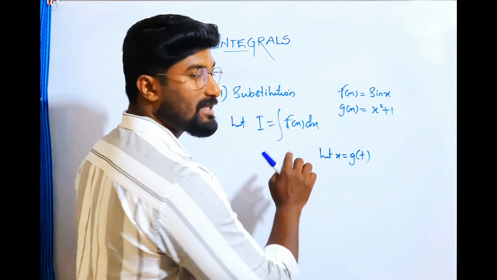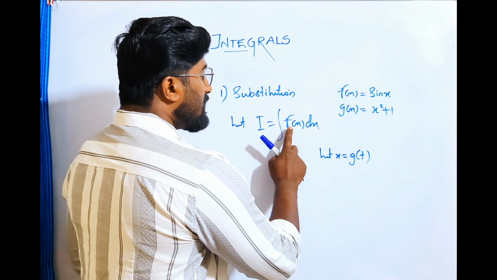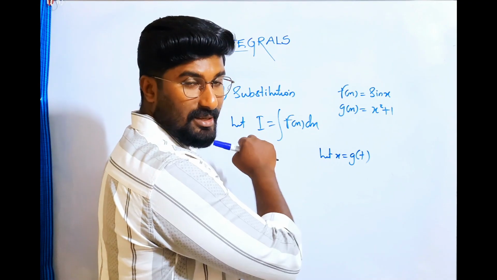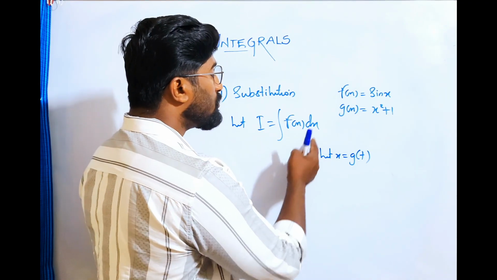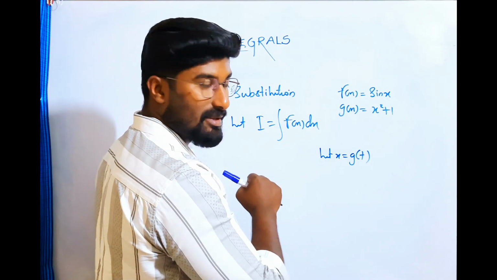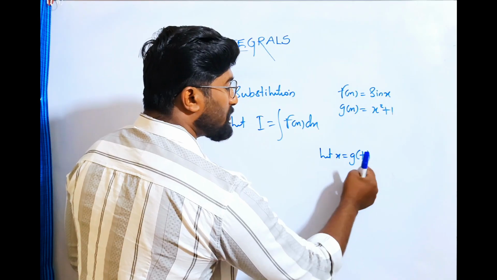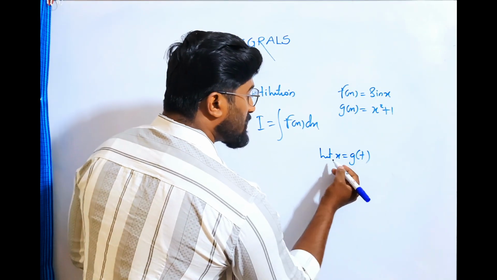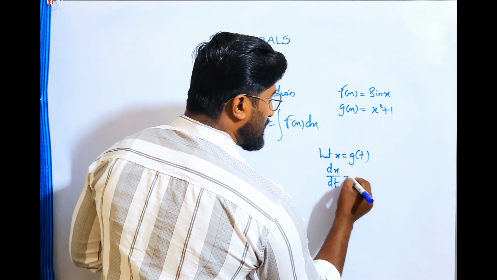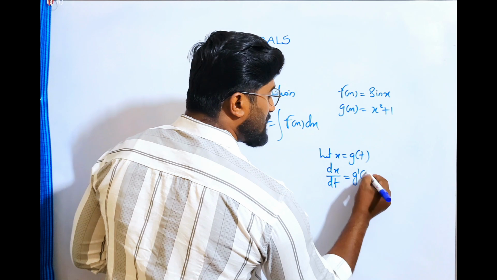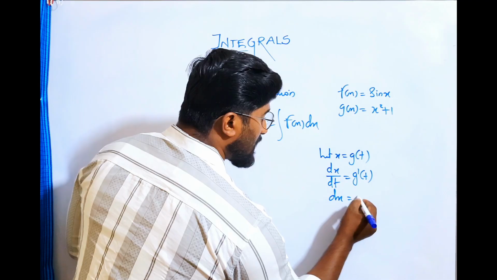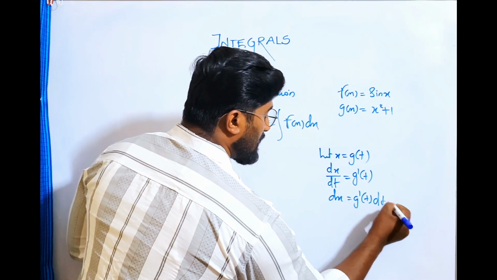You understood that x is another function. When x is g of t, you can't integrate that with respect to x. So we have to find dt, or the corresponding value of dx. For that, differentiate both sides with respect to x or t as you wish. Suppose I differentiate with respect to t, dx divided by dt is equal to the derivative of g of t, which is g dash of t. Now you need to find the value of dx. So the value of dx is equal to g dash of t dt.